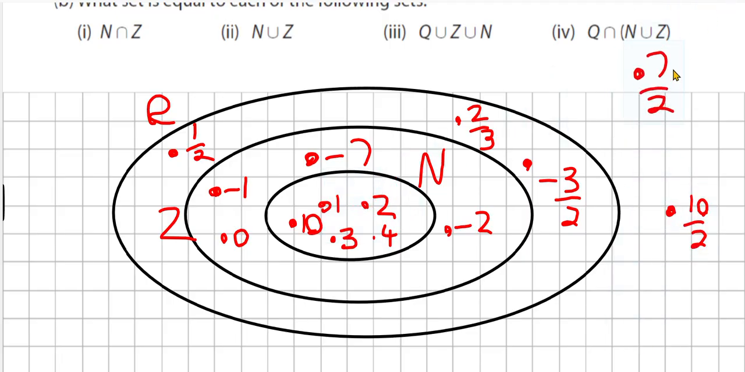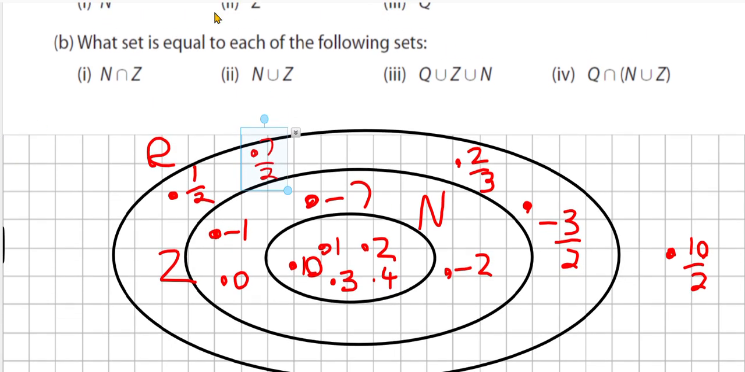Does that go in equally? Should it go in N? Should it go in Z? Should it go in Q? There we go. Now we can finally answer these questions.